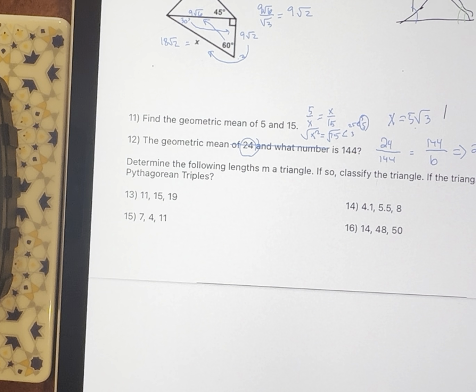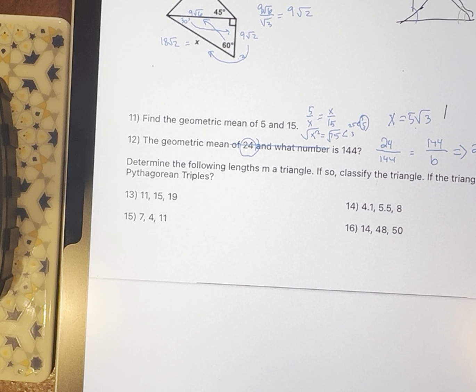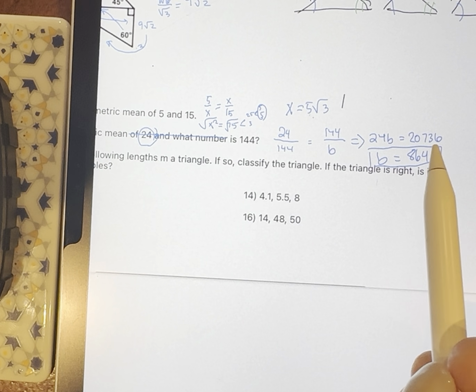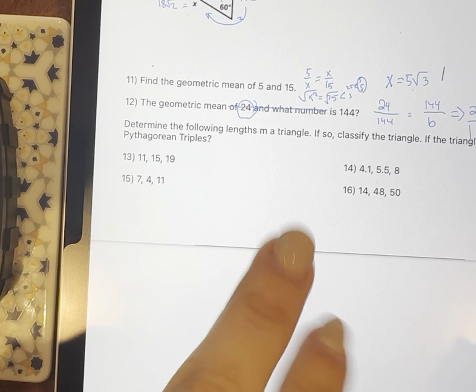So now we get 24b equals 144 times 144. And that is 20,736. And then I'll divide this by 24. And that's 864. And that's the answer there. Okay. Oh no, you couldn't see, but that was just a little bit of algebra you couldn't see. So cross multiplied, I got this, divided by 24, and I got that.